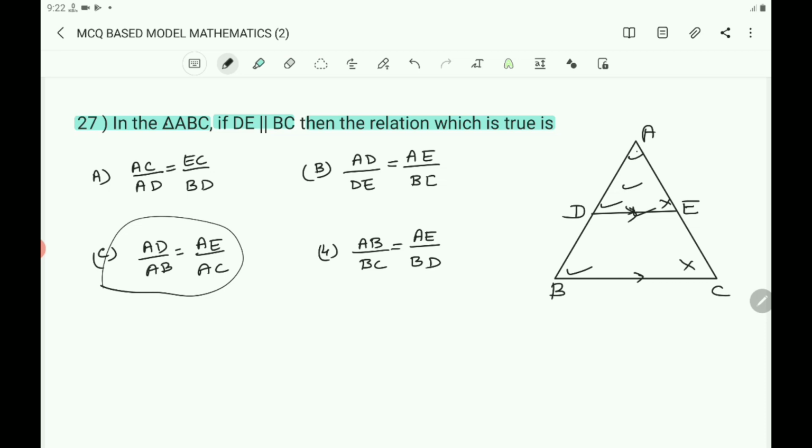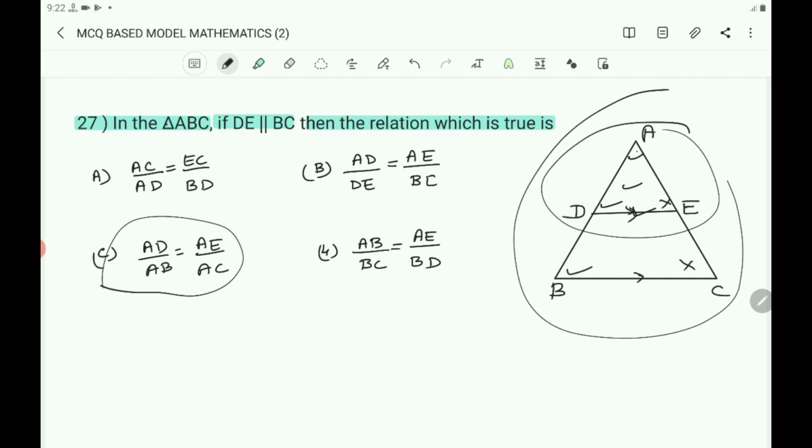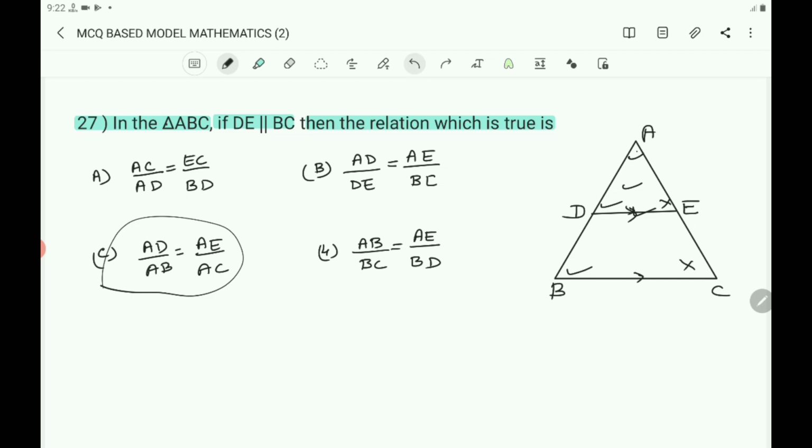So triangle ADE and triangle ABC become equiangular triangles, and they are similar. So here you can use the relation AD by AB equals AE by AC. That is, the corresponding sides of the similar triangles are in the same proportion. They are in the same ratio. So you can use this relation.